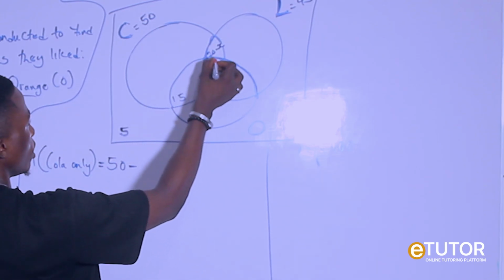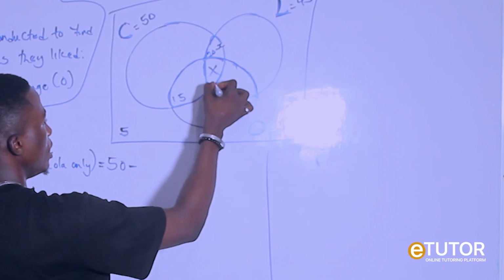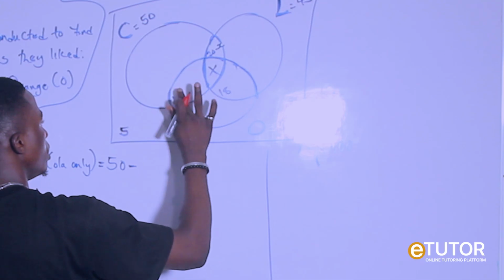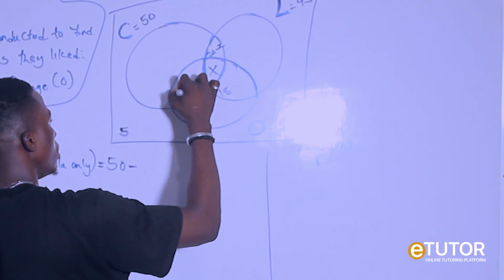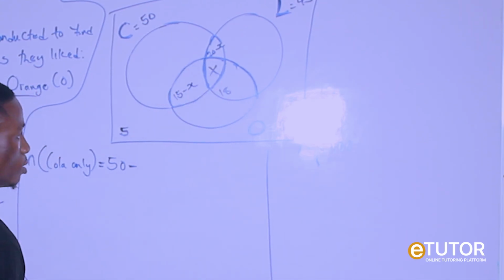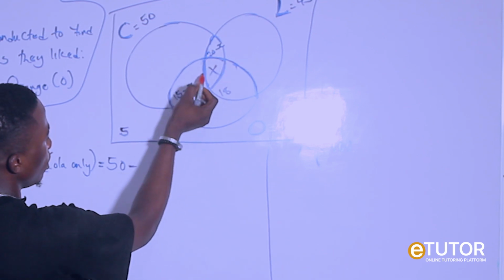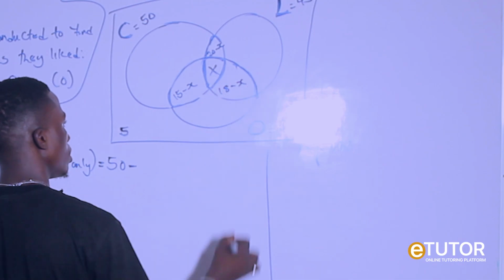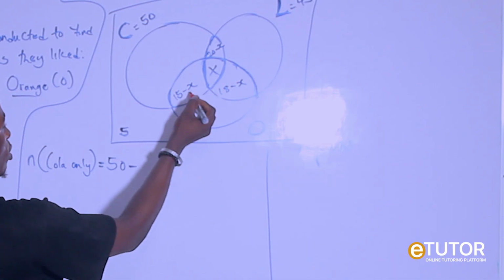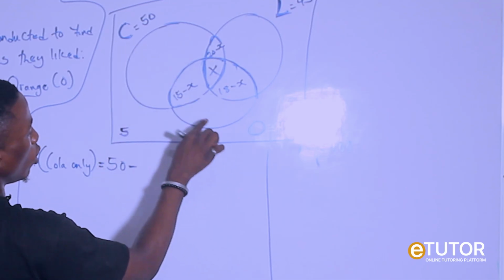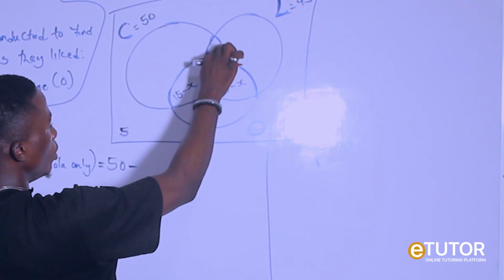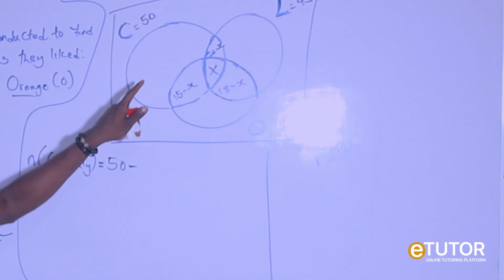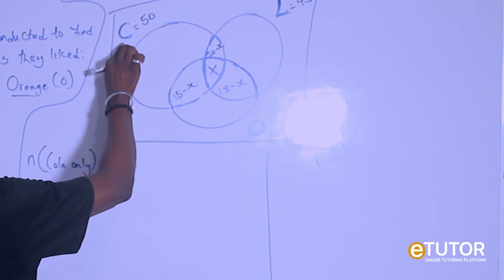Also this portion here is 15, and x was also cut out of here. So here will be 15 minus x. Also here 18, so here will be 18 minus x. So this represents the number of people that liked cola and orange only, cola and lemonade only, while this is lemonade and orange only. Now let us find the number of people that liked cola only.